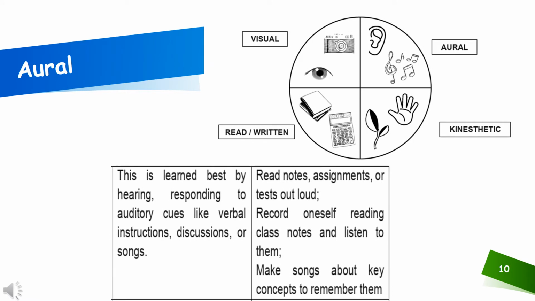Next up, we have oral. This is learned best by hearing, responding to auditory cues like verbal instructions, discussions, or songs. In this kind of text, we mostly use our listening.